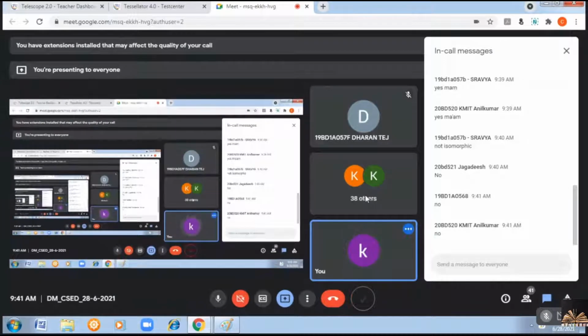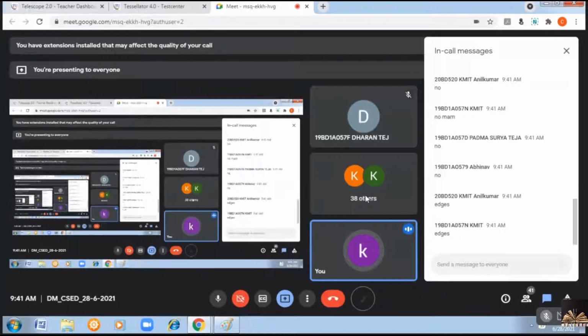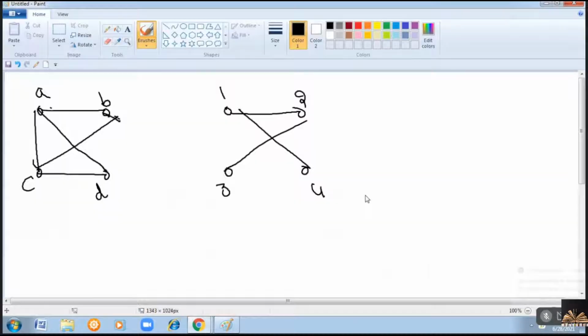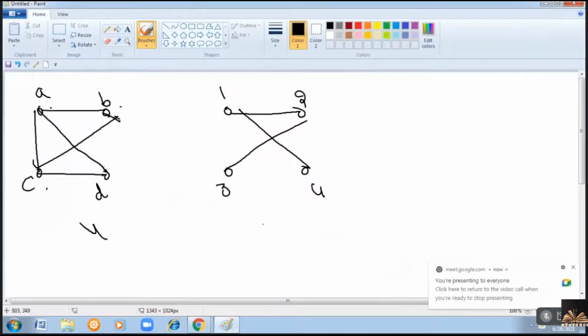No. Which condition is violated? Edges, yes. So here the number of vertices is the same: A, B, C, D, 4 vertices. Here also 4 vertices. But when you count the number of edges, 1, 2, 3, 4, 5 here. And 1, 2, 3, 3 edges we have here. So here the number of edges do not match. Therefore, the graphs are not isomorphic.